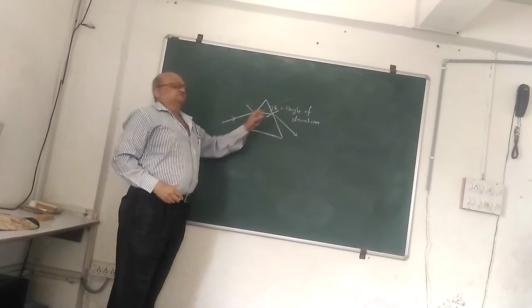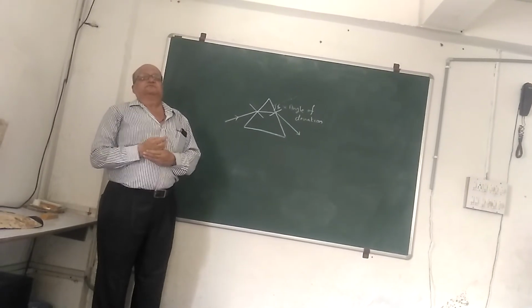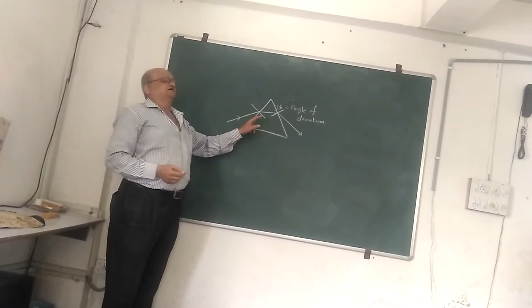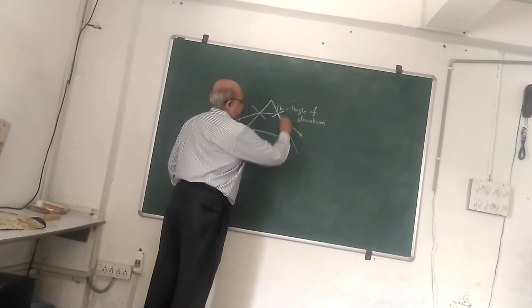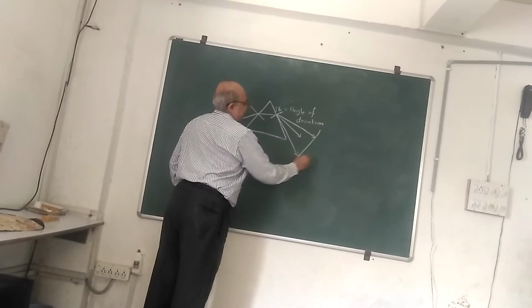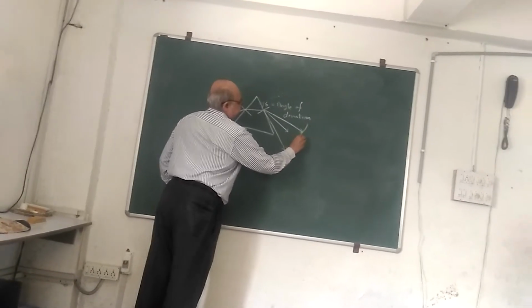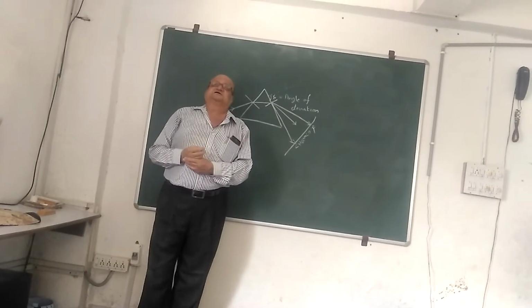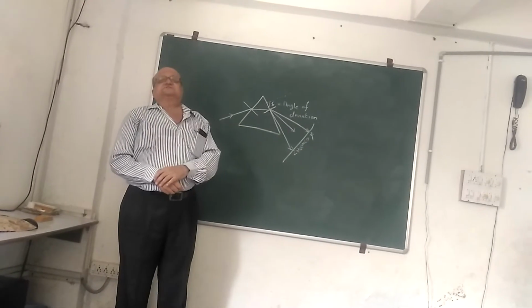The angle of deviation is dependent upon the velocity of light in the given medium. Because different colors will have different angles of deviation, they will bend differently. And therefore, on the screen, we get all 7 colors. The angle of deviation of red color is the least, and the angle of deviation of violet color is the most.